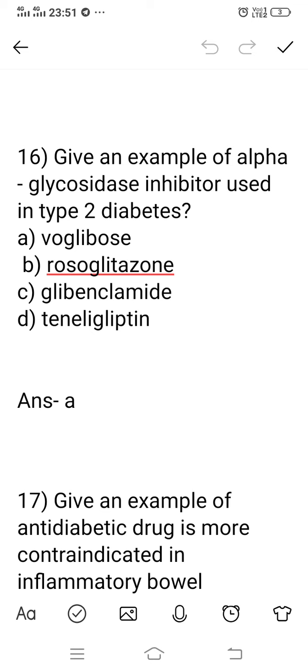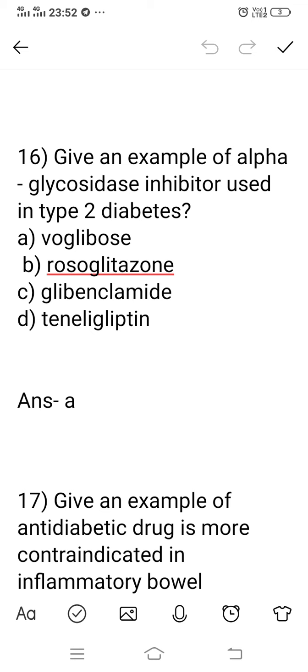What is the mechanism? Rosiglitazone acts by activating PPAR gamma. PPAR gamma means peroxisome proliferator-activated receptor gamma, which is one type of nuclear receptor gene. So rosiglitazone activates these types of genes, which also increases insulin sensitivity. This is the mechanism of option number B, rosiglitazone.